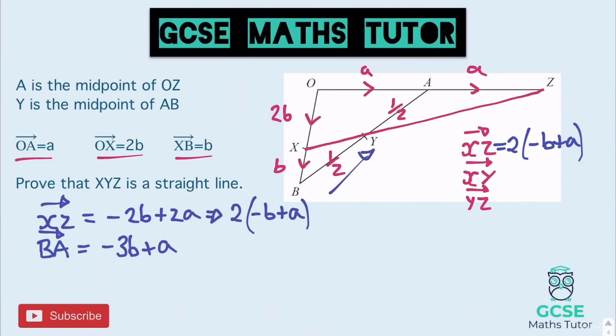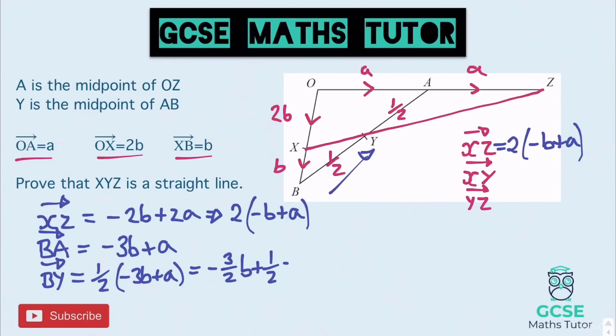And we want to go half of that, so B to Y will be half of that. Let's write that one down, because we just want to move up to the midpoint. So half of minus 3b plus a. And if we expand that out, what do we get? Minus 1.5b plus a half a. There we go, and there's our vector B to Y.